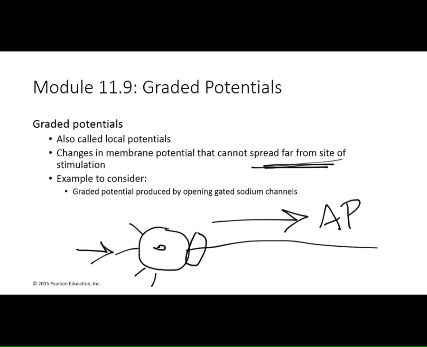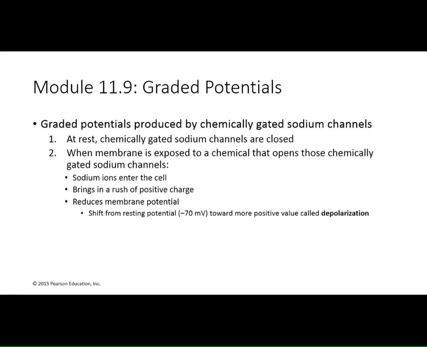But when we talk about the axon, we put all this together in a few minutes, we'll be talking about action potentials. And one of the distinctions about action potentials is that they can go a long way. So local potentials can't go very far. Action potentials will necessarily go down the entire length of the axon in an all-or-none type phenomenon. So what causes these graded potentials?